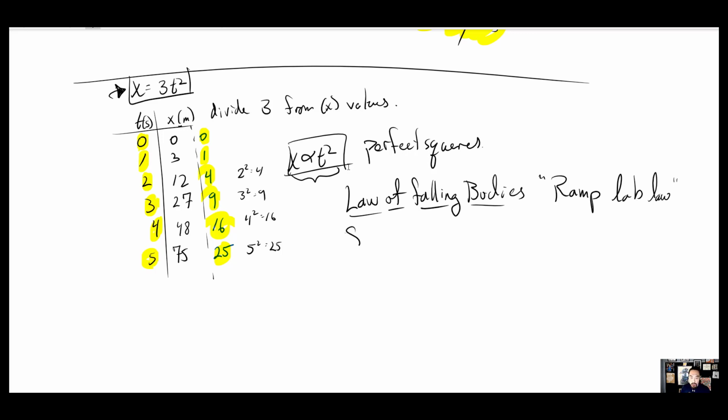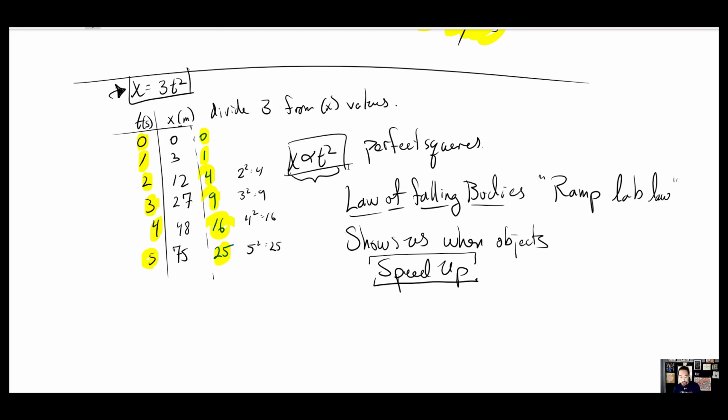All right, and this law shows us when objects speed up. Now, I want you to notice here that I am using the vocabulary term speed. However, we're not talking about speed directly. We are calling it speeding up, and this is the phrase as a whole. So the law of falling bodies is the law of objects speeding up.